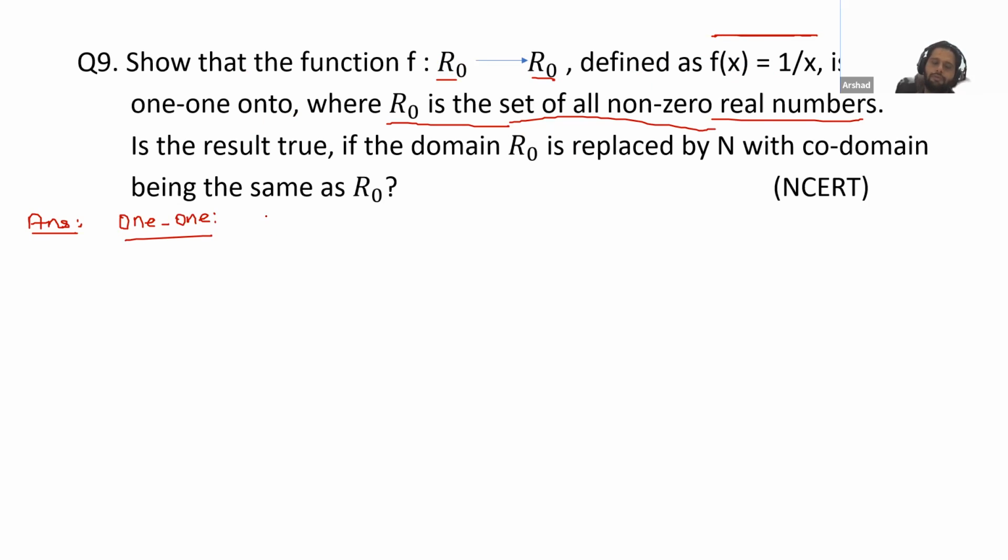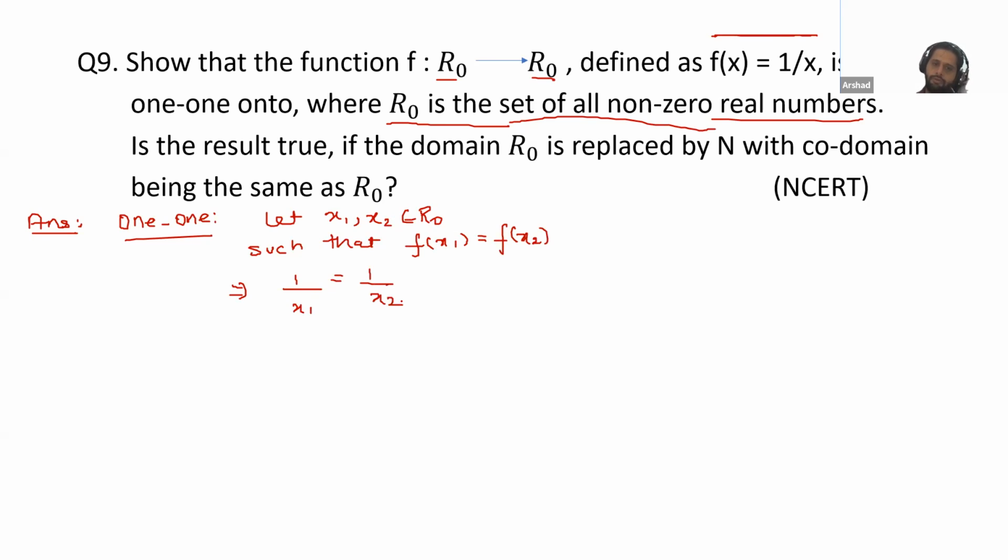For 1, 1, we will assume the value: let x1, x2 belongs to R naught such that f(x1) is equal to f(x2). This implies 1 by x1 is equal to 1 by x2. Now 1 by x1 is fine here because I already told you in the starting that in the denominator we never have a 0. Why is 1 by x1 defined in this case? Because x1, x2 belongs to R naught. R naught is all the real numbers except 0. So we are selecting all the real numbers except 0. So this is defined, because we will never put a 0 over here, since we already said that x1 belongs to R naught.